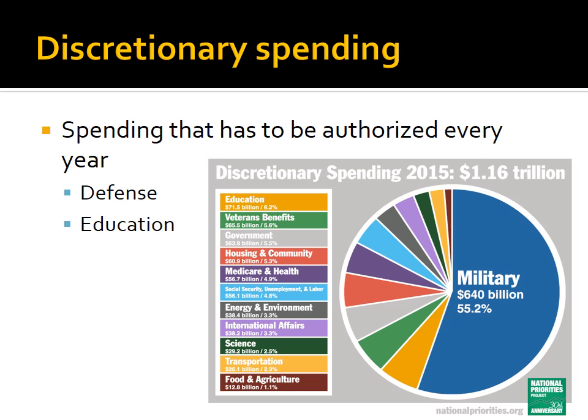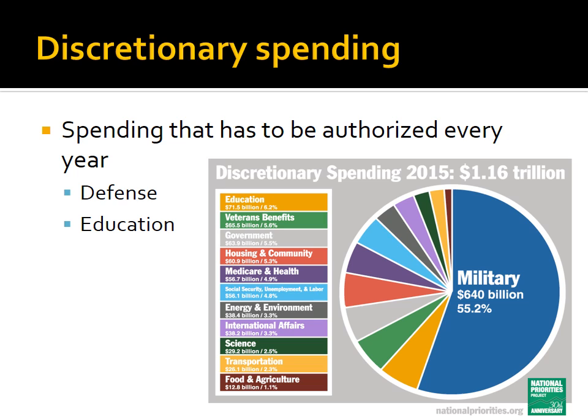All right, so we have two types of spending that the government engages in: discretionary and mandatory spending. Discretion means that you have some choice, some control over the matter. So discretionary spending is spending that has to be authorized by Congress and the president every single year. This is what Congress and the president can directly control.